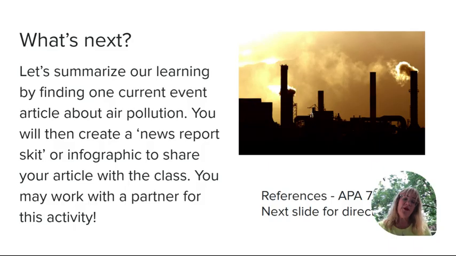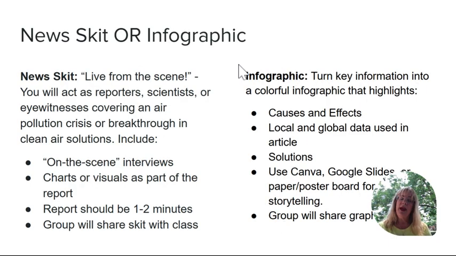We do want to reference our sources in APA 7 style. And then here are the instructions for the little project. We have two options here. You could do a news skit or you could do an infographic. For the news skit, think live from the scene. You're going to act as reporters, scientists, or eyewitnesses covering a pollution crisis or breakthrough in clean air solutions. There are some parameters for you to include with your skit.